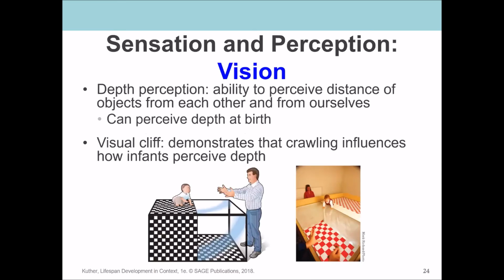Depth perception is the ability to perceive the distance of objects from each other and from ourselves. So, for example, the ability to see that a wall is 4 feet in front of you, and then a wall even further is 8 feet in front of you. So that's depth, how far away something is from you. Infants can perceive depth from birth, and one way that we have tested infants' perception of depth is with this visual cliff. And the figures on the bottom show that.